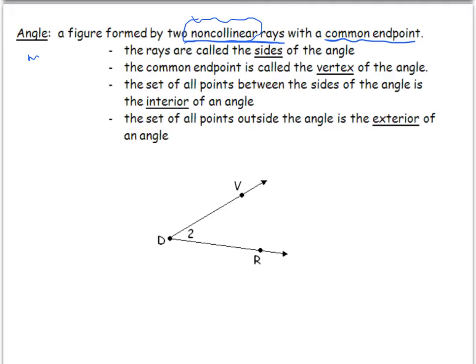The rays themselves are called the sides of the angles, so rays are the sides of the angle. The common endpoint, so where they meet, is called your vertex. The set of points between the sides of the angle is the interior of the angle, so everything in here is in the interior. And anything on the outside, out here, is called your exterior, or the exterior part of your angle.